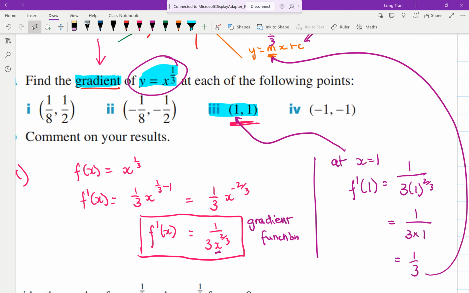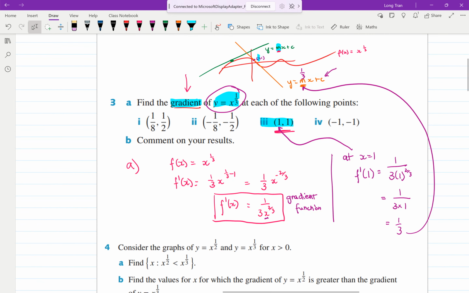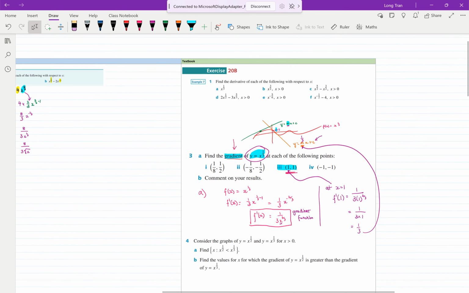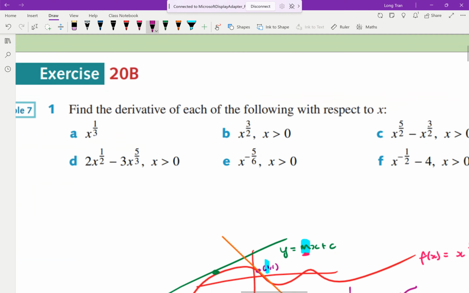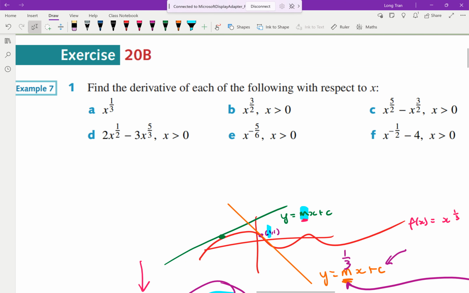That's it. Okay, now it's currently 2:34. I'm going to give you about 20 minutes just to have a go with. So I'm just going to write here gradients 1/3. I'm going to give you a bit of time, maybe 15 minutes to 20 minutes to have a go with 20B. Question 1. If you haven't done 7C, go back to 17C to practice some more of your power rules.